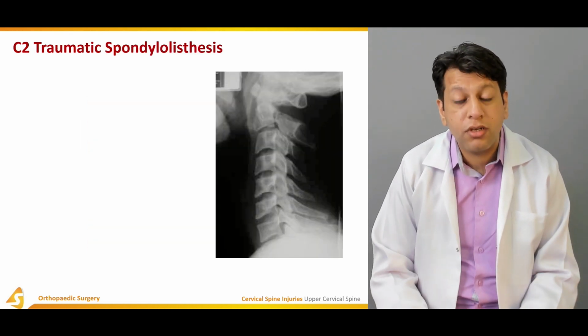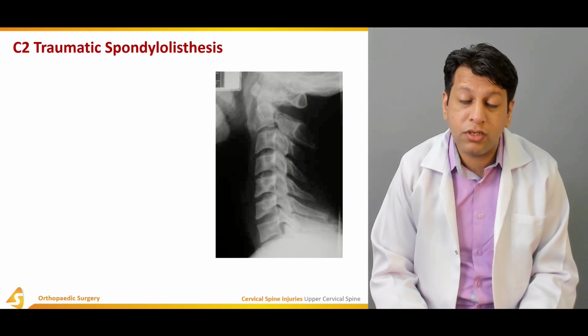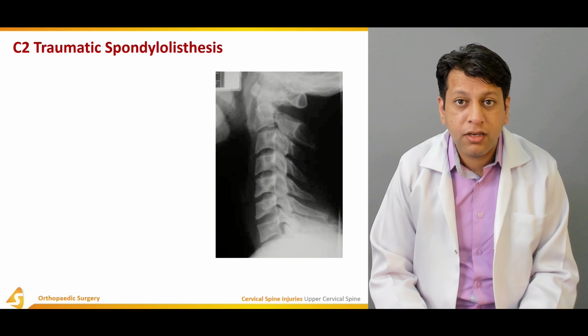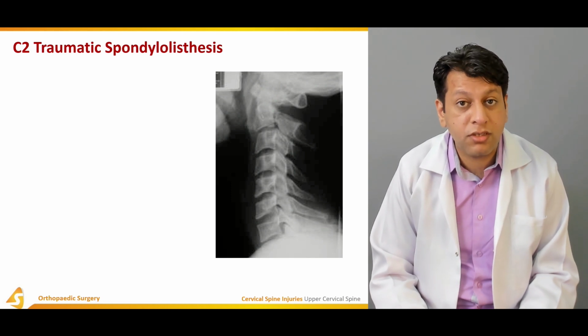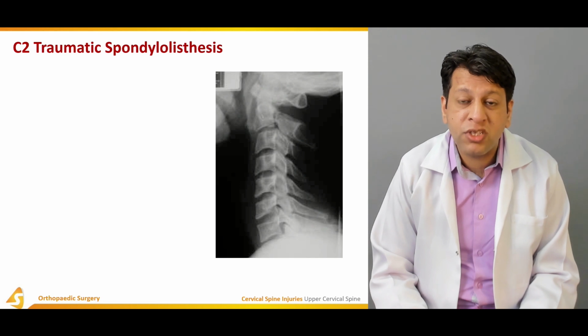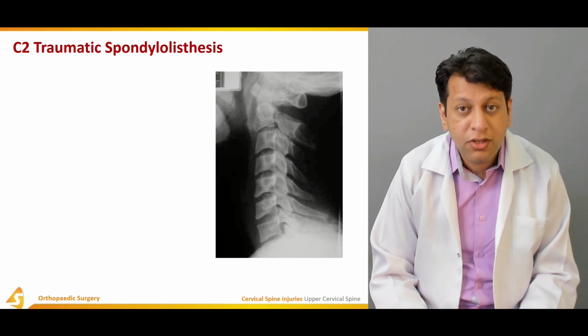Another issue is with the C2. Now C2 can have two types of injuries. There are dens fractures, and there could be traumatic spondylolisthesis. Spondylolisthesis means slippage of a vertebra, and traumatic means due to high energy trauma. There could be slippage of C2 over C3.